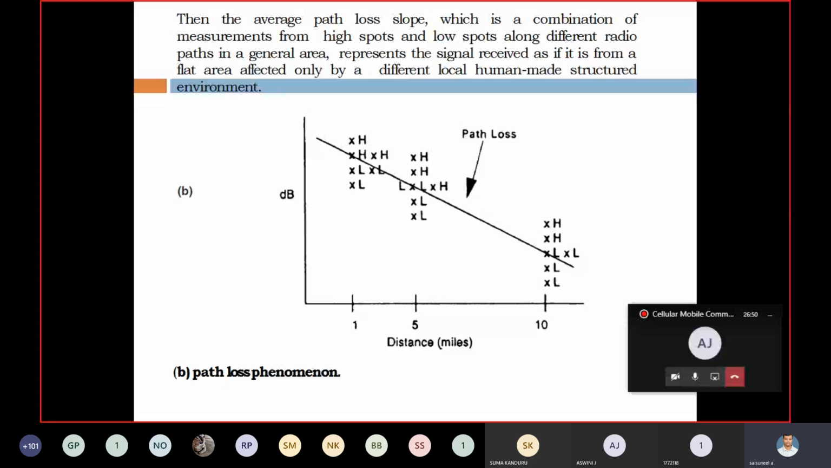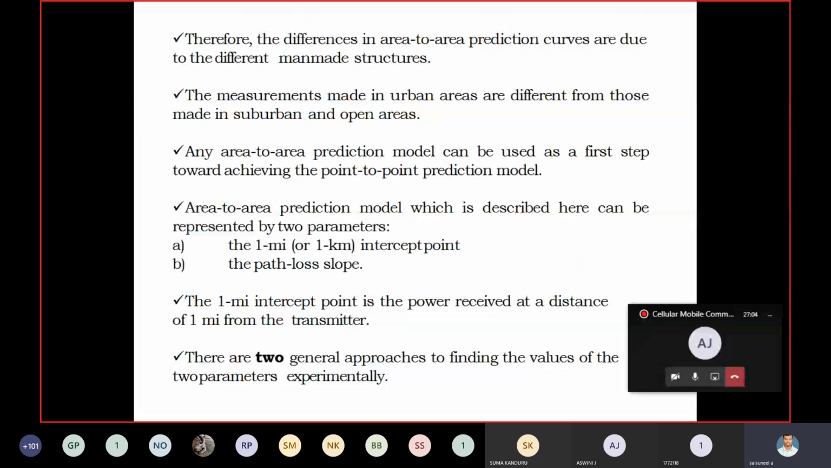See from this, I already explained this one. The differences in area-to-area prediction curves are due to the different man-made structures. In some places, even within the same location, the signal is either high or low within one man-made structure, or it depends upon whether it is an open area, urban area, or suburban area.